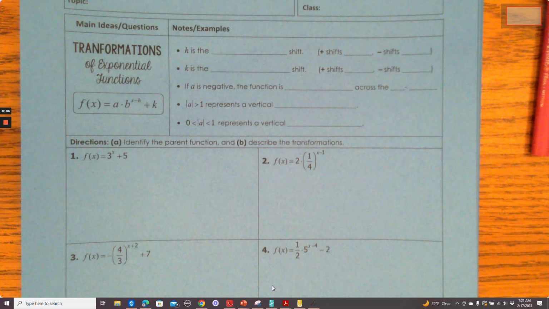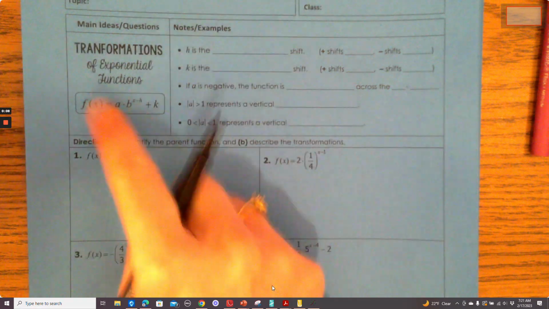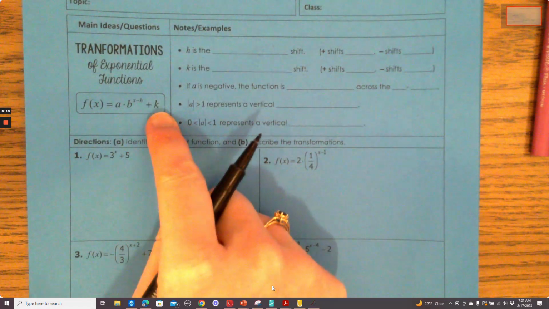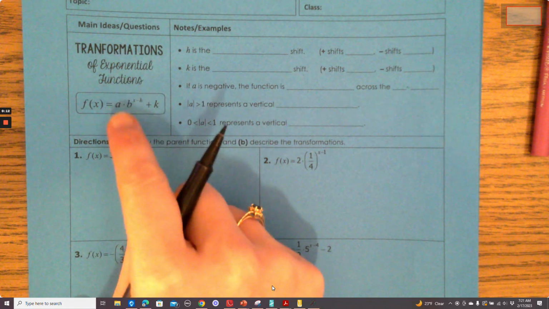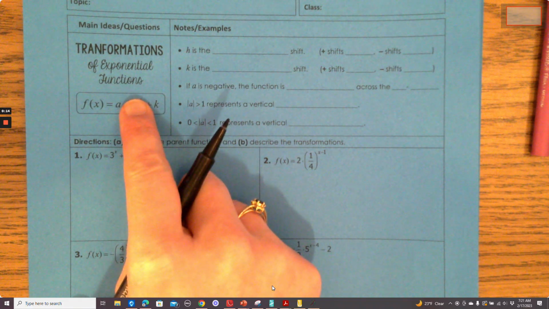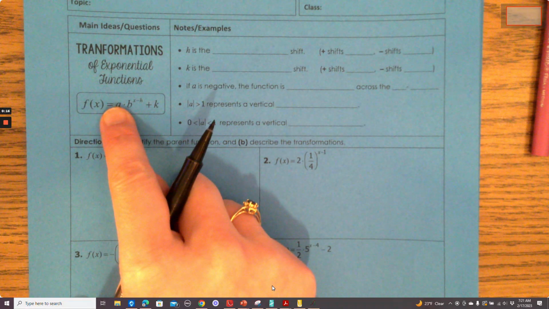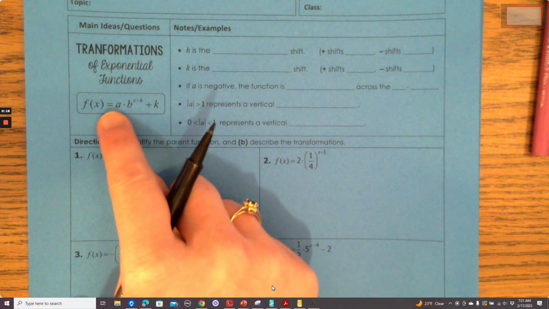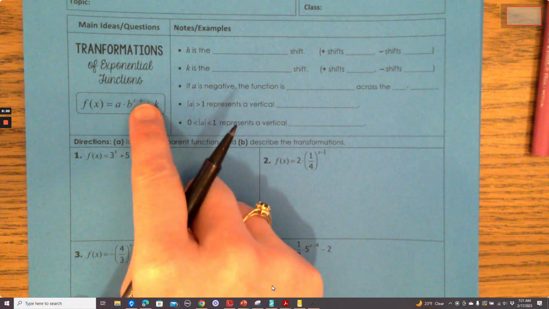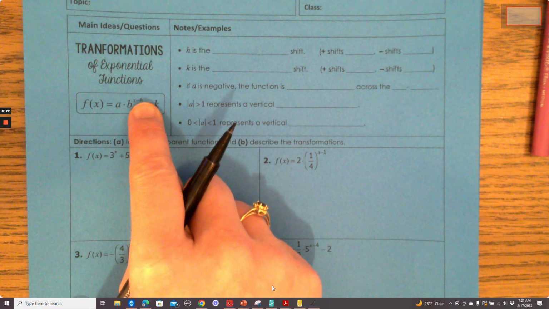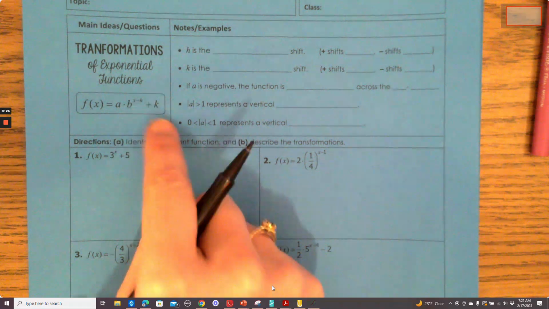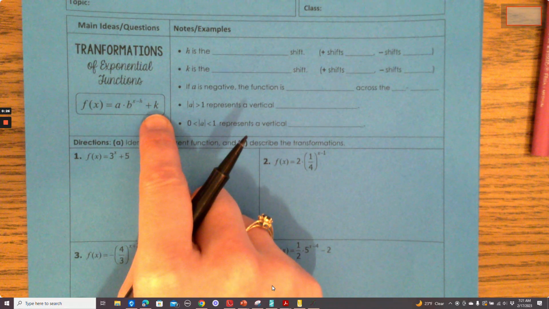This video is for the transformations of exponential functions notes. So when we do transformations, here's all the different things that we can do to an exponential function. b to the x is our parent function. If we multiply the function by a value, here they're using the letter a, we can also alter the exponent. We can add or subtract to it, and then we can add or subtract to the entire function.